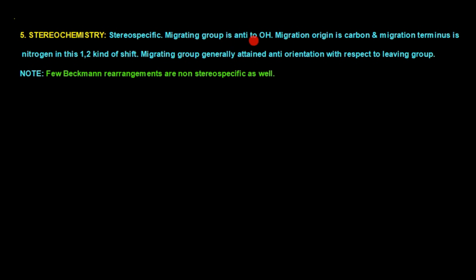The migrating group is anti to the OH, which I have explained. The migration origin is the carbon, and the migration terminus is the nitrogen atom. It is a kind of 1,2 shift, right? In this 1,2 shift, your group will migrate from the carbon and will join the nitrogen atom after the reaction. The migrating group generally attains anti orientation with respect to the leaving group, which I have told you already.